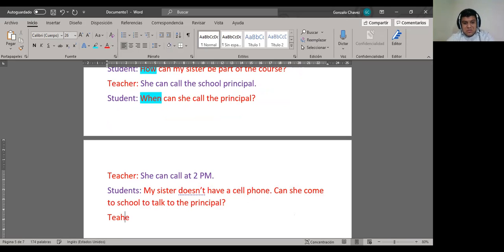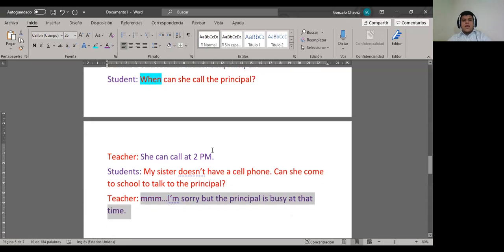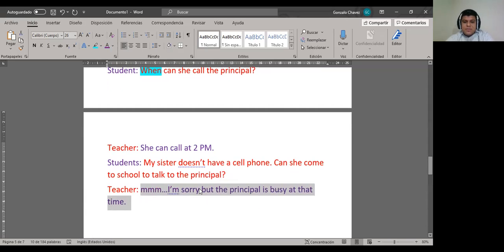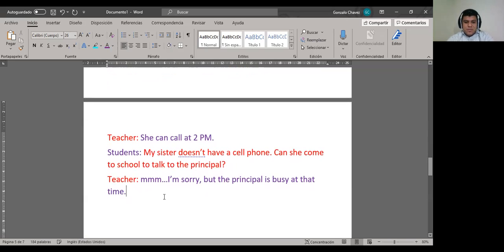And then the teacher goes, oh, no. I'm sorry, but the principal is busy at that time. Now you say, I'm sorry, but the principal is busy at that time, right? The person is saying, hey, it is not possible, right? It's not possible to talk to the principal. But you know, the student wants the sister to be part of the course. For that reason, then he asks, who can she talk to instead?